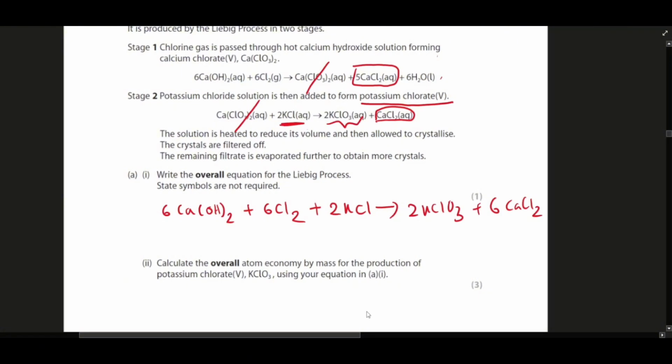And do we have anything left? Yeah, the only thing that's left is water down here. So plus 6H2O will be your answer. This is the required equation. Did you understand? What did we do down here? I just cancelled the common. Yeah, exactly. Basically just cancel the common ones.